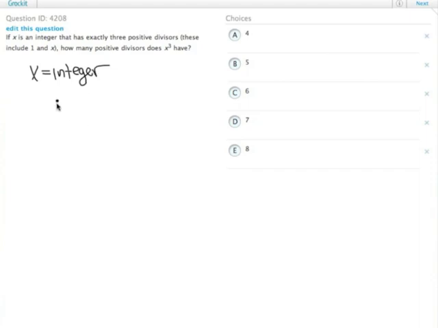That means that x itself, in order to have only 3 factors, including itself and 1, basically x equals some prime number squared. Because a prime number has 2 factors, itself and 1, so the only way that x can have 3 factors is if it's the square of a prime number. So its factors are 1, that prime number, and x. So we want to know how many positive divisors does x cubed have?